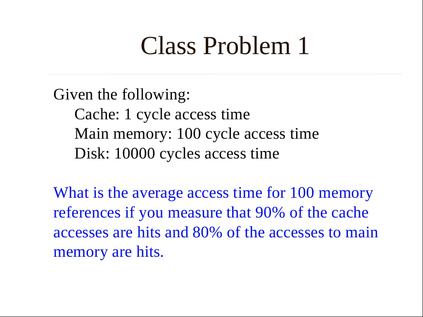So which of these is the dominating factor? Disk. Even though the disk accounted for the fewest number of accesses, it dominated the rest of it. So what does that mean? Don't ever go to disk. You really want to avoid going to disk as much as you can.